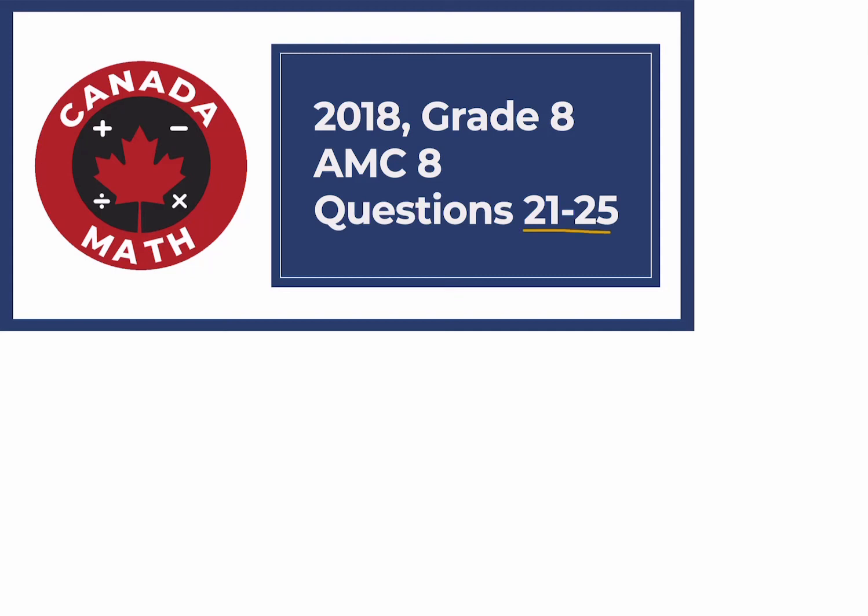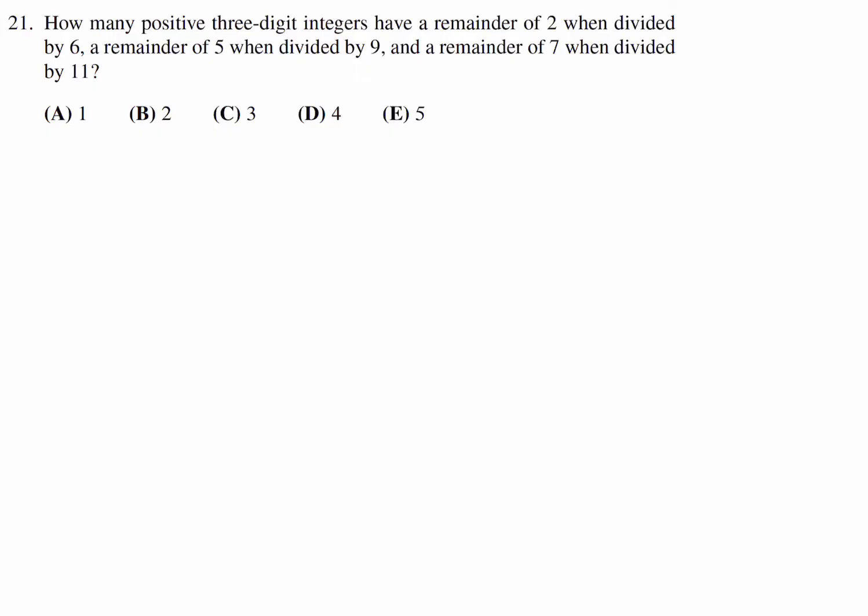Questions 21 through 25 on the 2018 Grade 8 AMC 8. How many positive 3-digit integers have a remainder of 2 when divided by 6, a remainder of 5 when divided by 9, and a remainder of 7 when divided by 11?